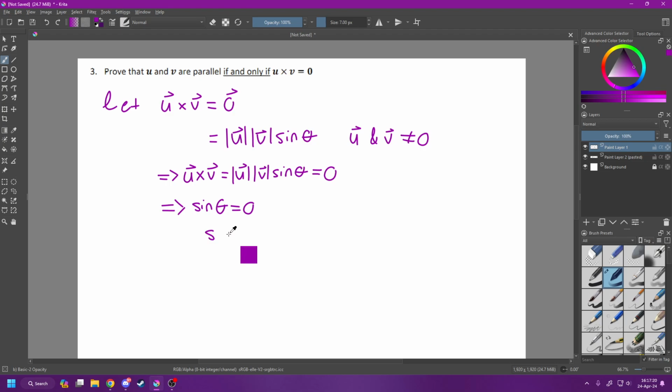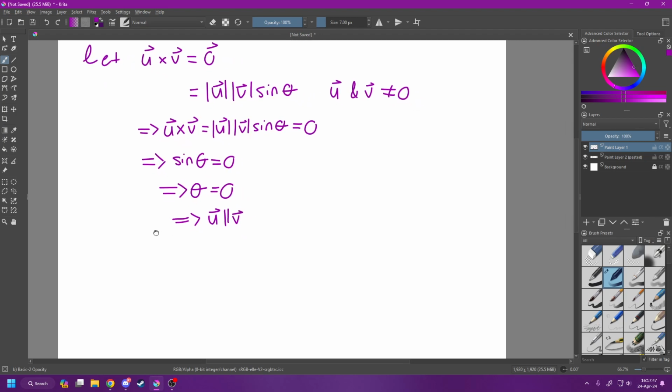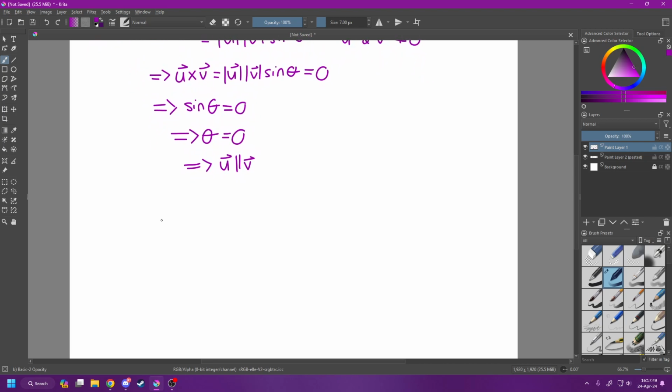And so for this to be true, it means that the angle between them must also be 0 for them to actually be parallel. Meaning the difference in angle between vector u and vector v has to be 0 in order for this to be true, which implies that vector u is parallel to vector v. So that's the first half.